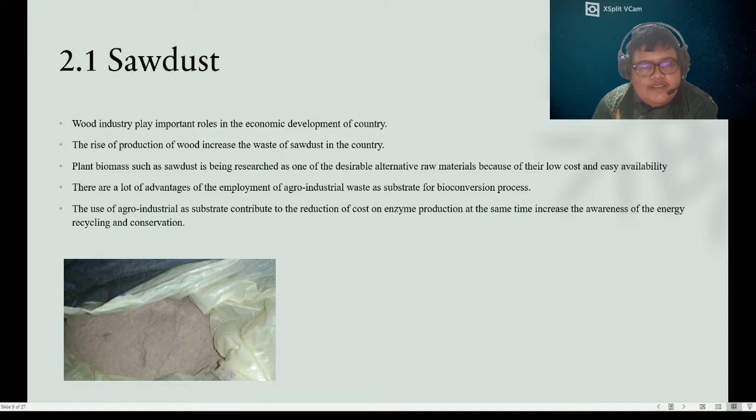There are a lot of advantages of the employment of agro-industry waste as a substrate for bioconversion energy processes. The use of agro-industrial waste as a substrate contributes to the reduction of cost on enzyme production, and at the same time increases the awareness of energy recycling and combustion.